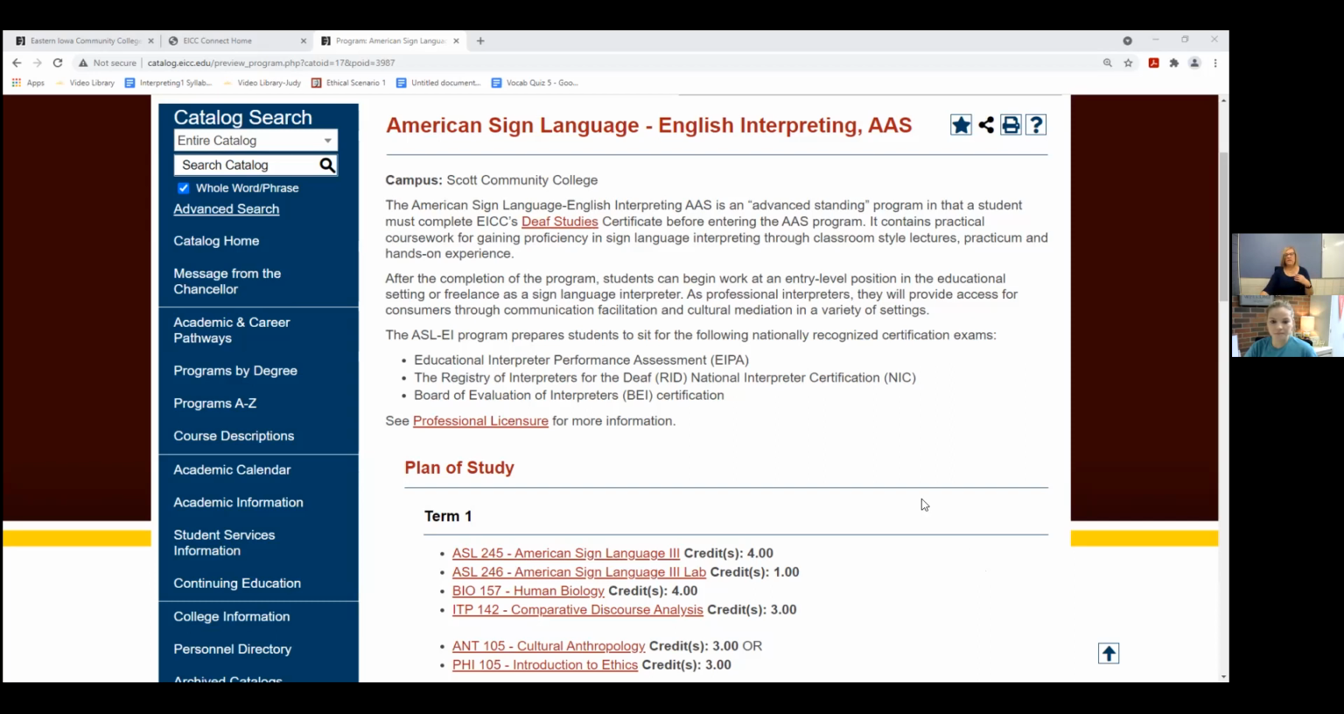You'll notice here at the top of the page, I skimmed over that as I was going in, these are the certification exams that we are preparing students to be able to take. The Educational Interpreter Performance Assessment, all of us call it the EIPA because otherwise it's a mouthful. The RID National Interpreter Certification, or the NIC, and the Board for Evaluation of Interpreters, or the BEI, are all three nationally used certification tests. And Iowa and Illinois use all of them in different ways.